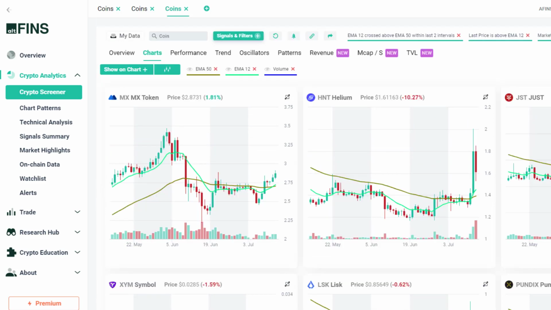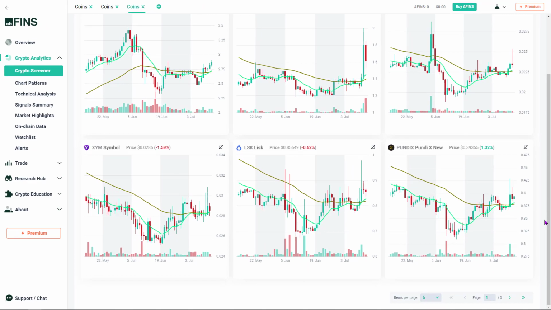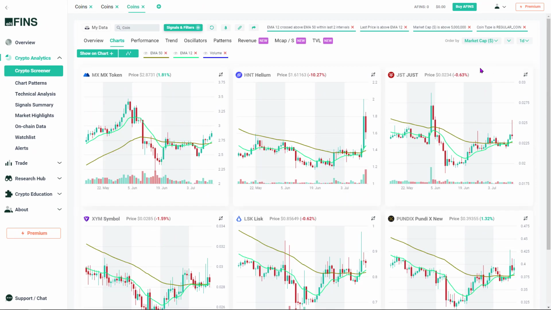And these 12 assets on this page and the following page satisfy this criteria. And typically, a 12-day moving average crossing over a 50-day moving average is an indication of an uptrend beginning.